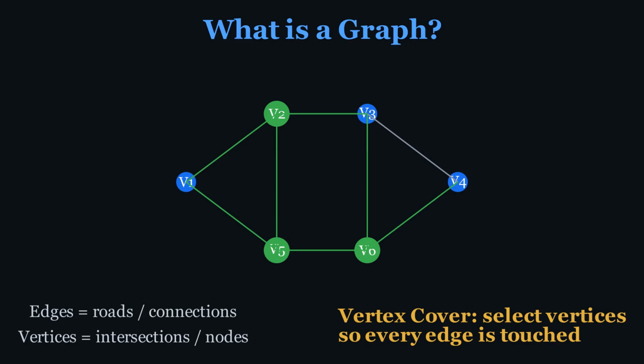For vertex cover, the rule is very specific. We must choose some vertices so that every edge has at least one endpoint inside the chosen set. In the highlighted example, the green vertices touch every connection, so they form a valid cover. It may not be the smallest possible cover, but it satisfies the definition, and that distinction matters a lot.